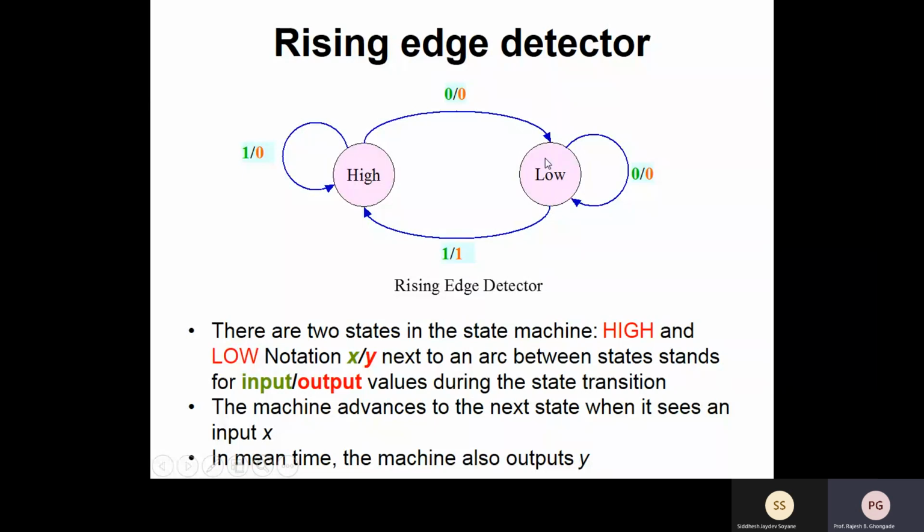That when the state machine was in low state, and when we got the input as 1, it goes into the next state, and at the same time the output of the state machine is 1. Are you able to understand this? Yes, sir.